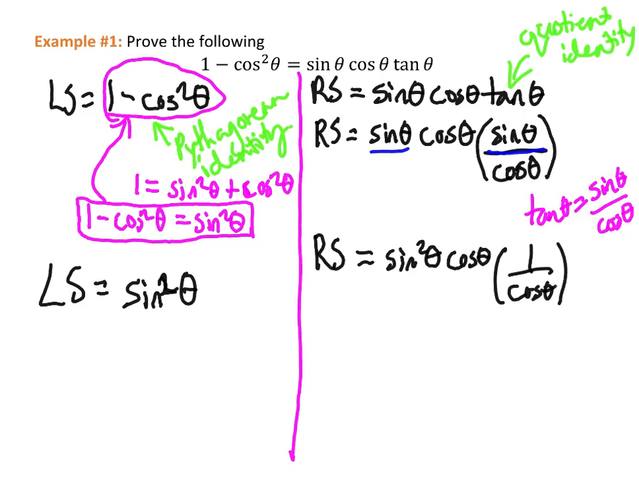Well, now I can notice that I've got a cos theta on the top and a cos theta on the bottom. So those are going to cancel out, right? Cos theta divided by cos theta, that just makes 1. So those guys are gone, and I'm left with just sine squared theta. So at this moment, you notice that your left side and your right side are equal to each other. That means you've succeeded, you've proved it. So you get to say that you've succeeded.